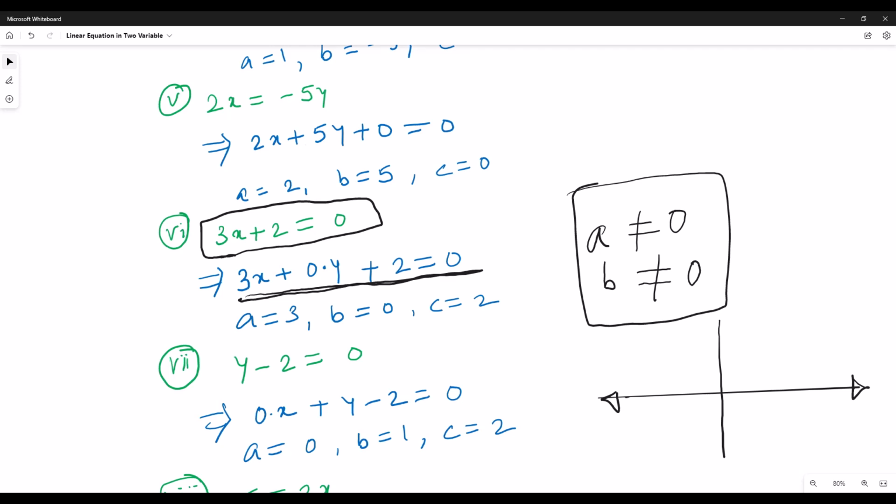So if you find the solution of this 3x plus 2 equals 0, x equals minus 2 by 3. This is true, and for all points on this line, for any value of y, this is true, because 0 times y is 0. So on this line, x equals minus 2 by 3 is the solution of this, and this is a straight line. That is expressing this in the Cartesian plane.